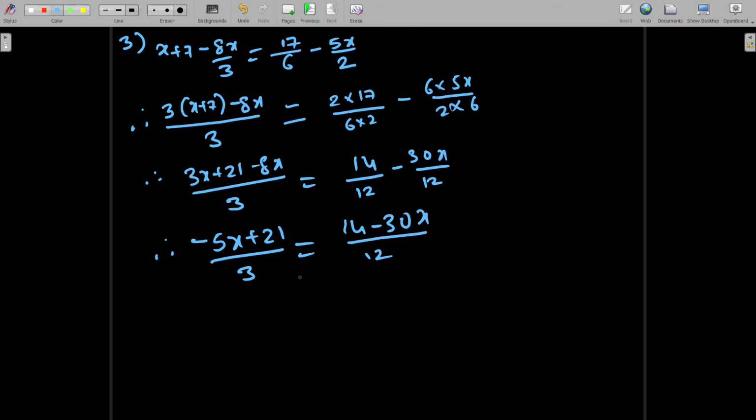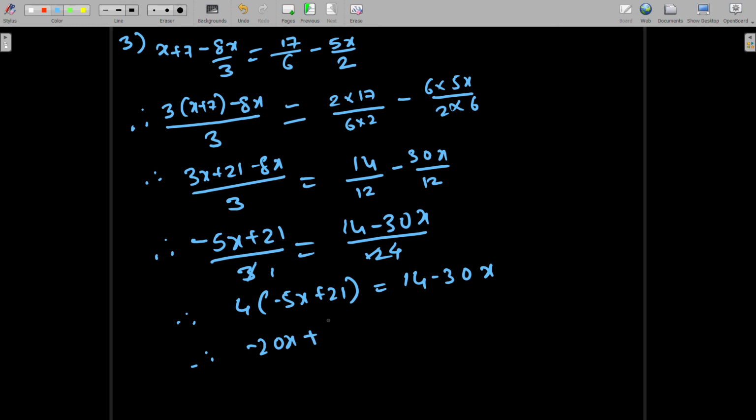Therefore, again, now what we can do, if I take 3 onto this side, this will be multiplied over the equation. So directly I can divide it here. 3 ones are 3, 3 fours are 12, right? Now I will take it as 4 into minus 5x plus 21 is equal to 14 minus 30x, right? I took 4 on this side. Now open the brackets, minus 20x plus 4 21s are how much? 84 is equal to 14 minus 30x.